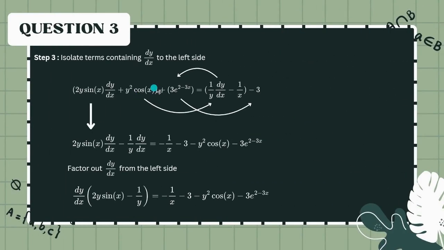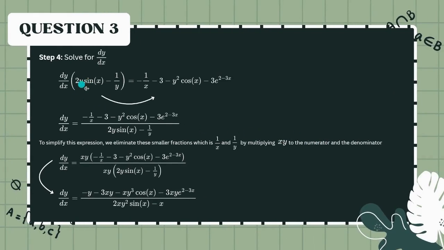Next, step 3, I will isolate the dy dx to the left side. If you want to isolate the dy dx, we must transfer the term that has dy dx from the right to the left. By transferring the terms that have dy dx to the left and those that don't have dy dx to the right, we will get this equation. After we get this, we can factor out the dy dx. So it will be dy dx multiplied by 2y sine of x minus 1 per y equals negative 1 per x minus 3 minus y square cos of x minus 3 exponent 2 minus 2 exponent of 2 minus 3x.